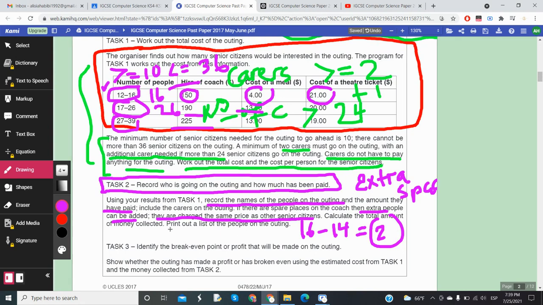And finally, what it wants you to do, once you calculate the total amount of money collected, which means the total amount, if there are extra people, of course, that means you're adding the amount of the senior citizens, how many they are, times the cost per person, plus the extra people times the cost per person, since it's the same cost. You're adding all of that together and getting the total amount, and you're printing the list of people going on the outing. So this is exactly what task 2 wants you to do.